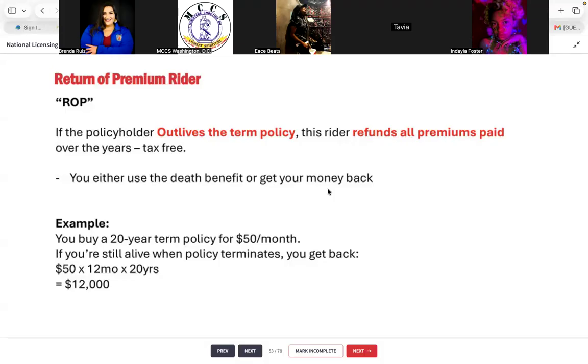Crazy, right? So for example, if you buy a 20-year policy and you pay $50 a month, if you're still alive when those 20 years are up, you get back your $50 times 12 months per year times 20 years. You get back $12,000. It's not a bad deal. Sign me up.